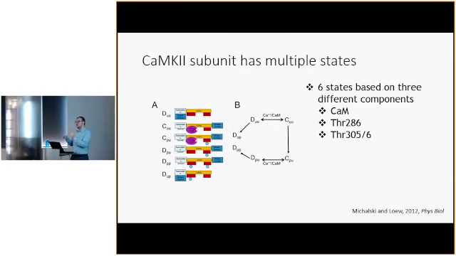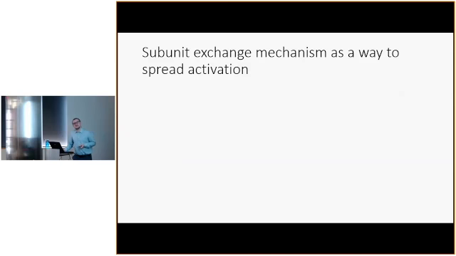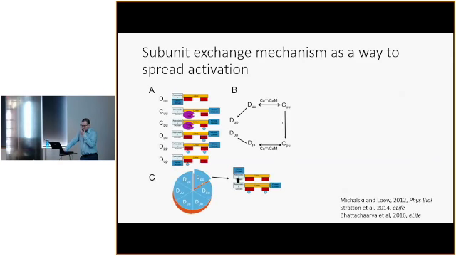CAMK2 can phosphorylate its neighbor in this. And then there are more mechanisms to that. But what we are interested in is the mechanism called activation triggered subunit exchange. And for the activation triggered subunit exchange, it is this. I mentioned there are 6 different states.